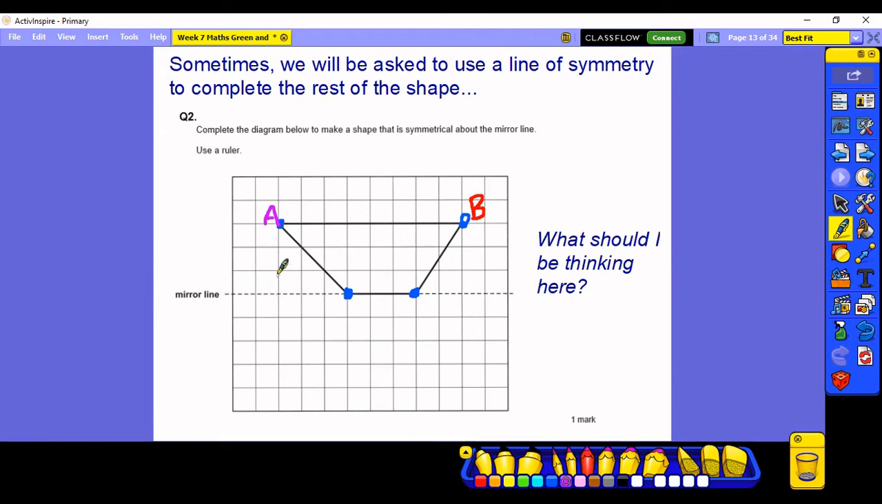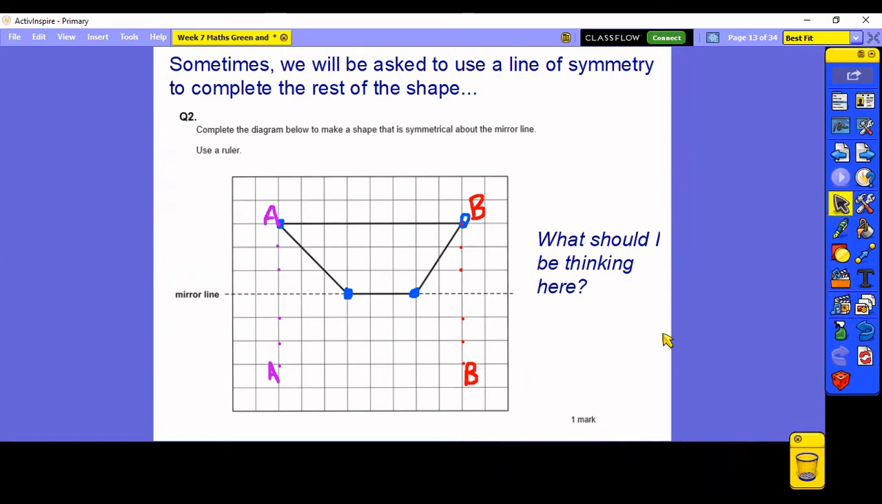So if we have a look here, here's our mirror line, we've got 1, 2, and 3 squares away. So we have to do the same on the other side. So we've got 1, 2, 3, and it's got to be in line with that point you are reflecting. So there we go, there's our point A. Same happens here with B, so we're going 1, 2, 3, and the same way we go 1, 2, 3 here to establish that vertex there.